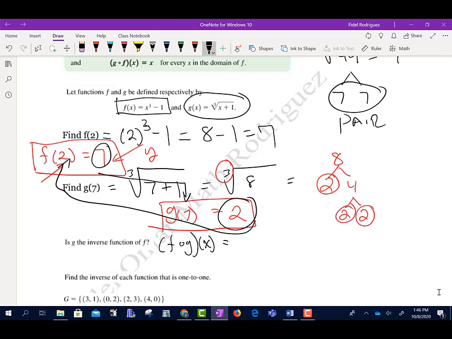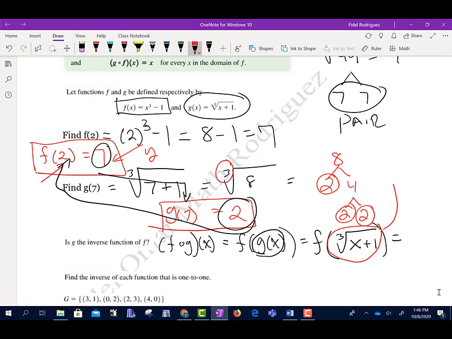Okay? So we talked a little bit about composition before, back in chapter 2, I want to say it was. So remember, this is my inside function, right? So what is our inside function here? What is the value of g? Well, g is the cubic root of x plus 1, okay? So notice what that means. I'm going to take this value right here, and I'm going to plug it in right there.